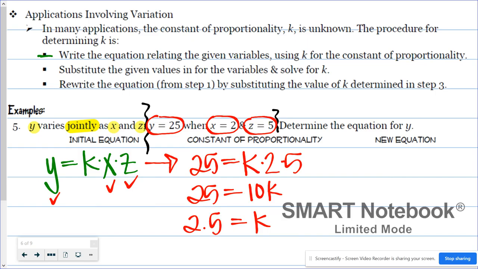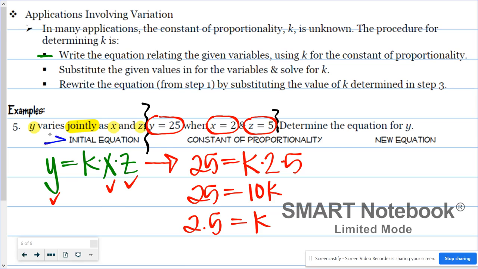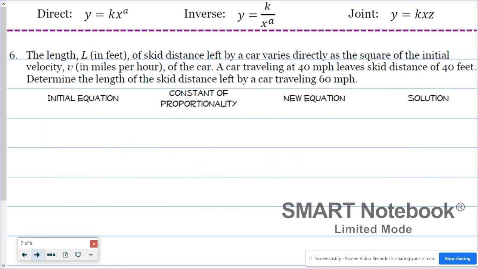So that means my new equation is a combination of my initial equation and the constant value. I'm just going to put the constant value in, and I get y equals 2.5 times x times z. See, I told you, it's pretty easy, right? Let's try another one. This one's going to take us one more step.